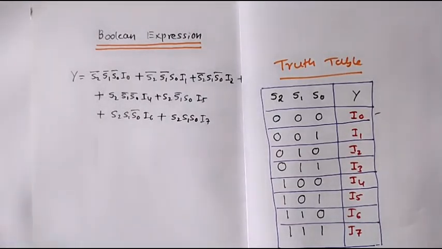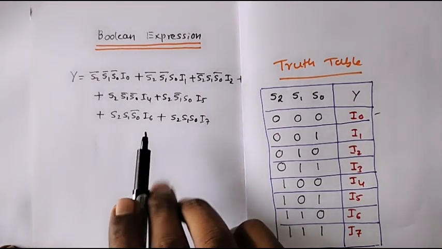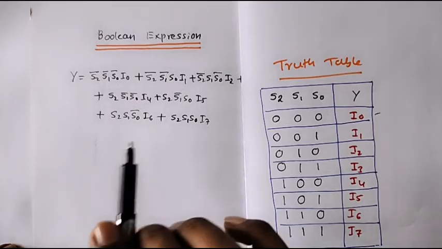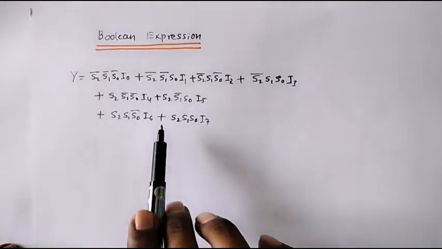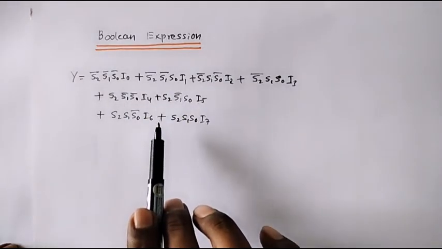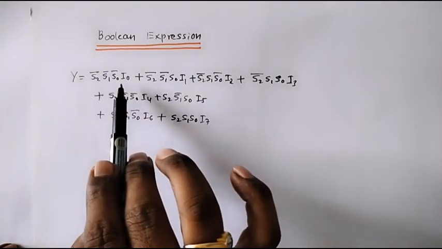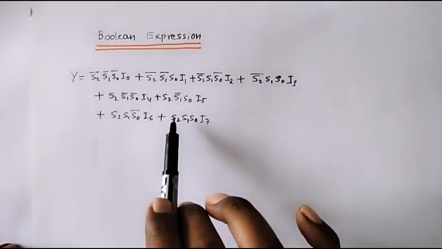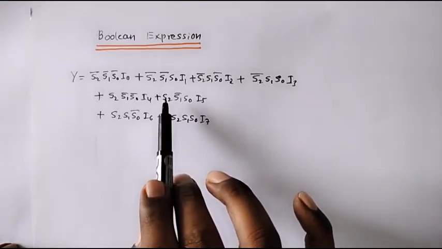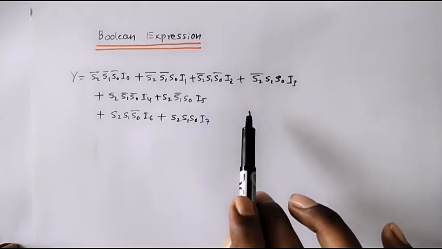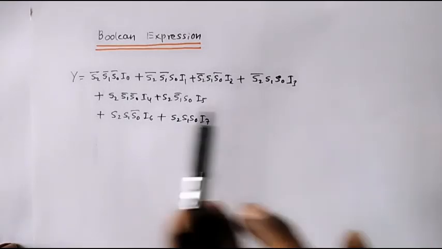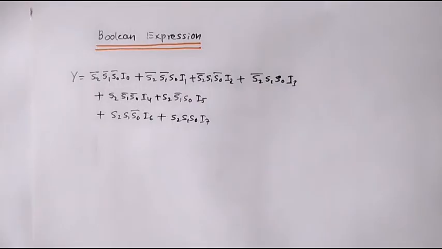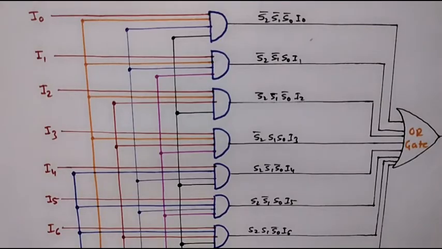So now we'll implement the Boolean expression using basic gates. Here we have 8 terms, so we need 8 AND gates. Each AND gate is having 4 inputs, and to combine all these things we need one more OR gate. So output of each AND gate is connected to input of the OR gate, and the output of the OR gate is Y. This is the implementation of 8:1 mux using AND gates and OR gate.